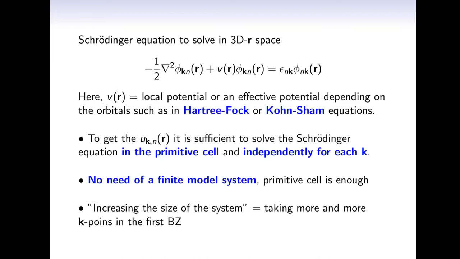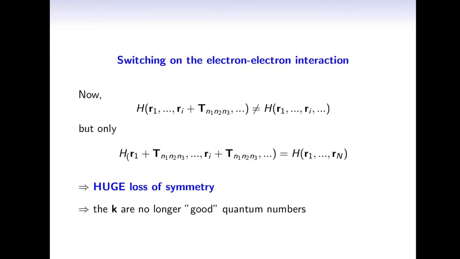So when you do that in standard DFT, for example, you never heard about some finite model system. You don't introduce a finite model system. You don't define a model system because, in fact, just giving the primitive cell is enough. And what does increasing the size of the system mean in this context? It is just when you make your average to compute your physical properties, you take more and more k points in the first Brillouin zone, and in the limit where you take all the k points, an infinite continuous set of k points, you get the exact answer without any bias.